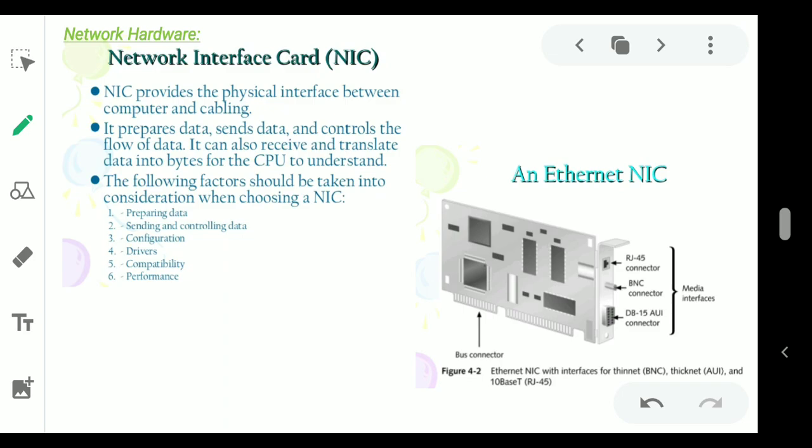Another one, speed of data transfer. NIC also determines the speed of data transfer.